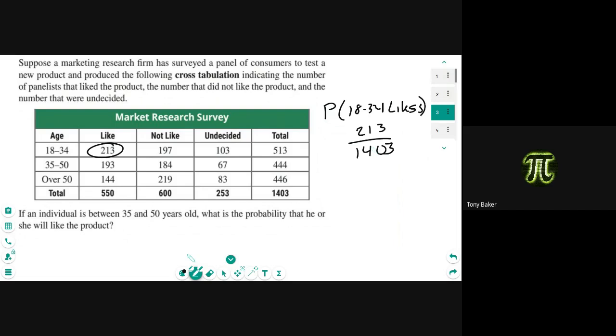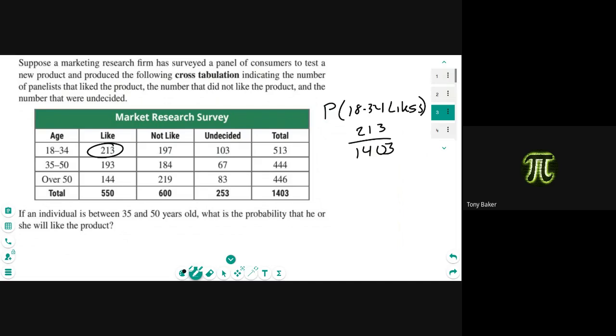If I had said, what is the probability given an 18 to 34-year-old likes the product? That word given now means I'd be looking at it over the 513. So that's really the piece that you want to see in there.